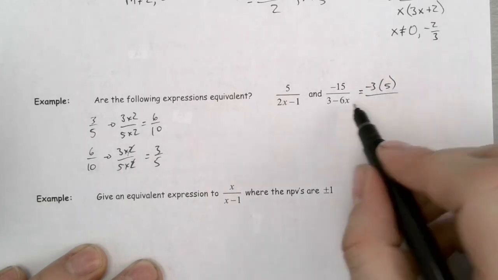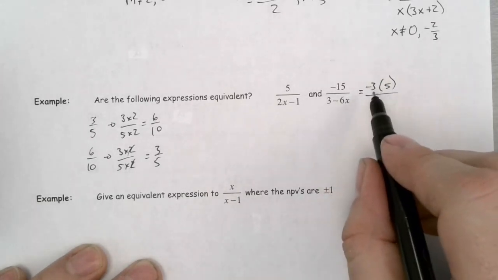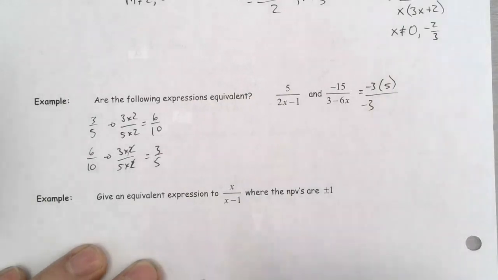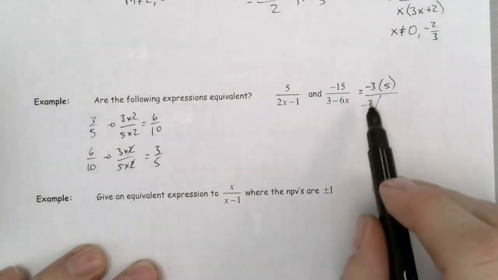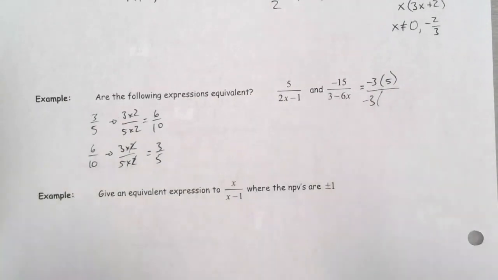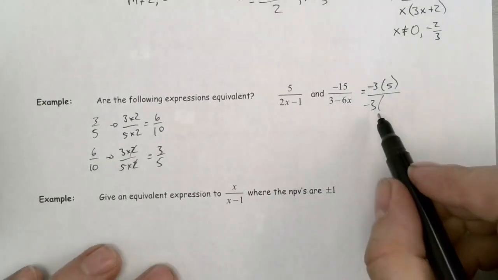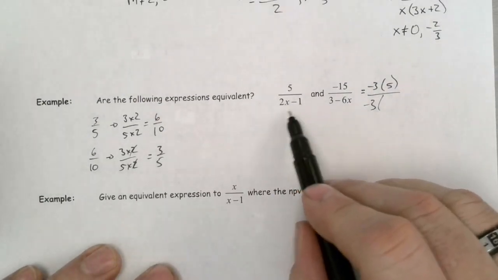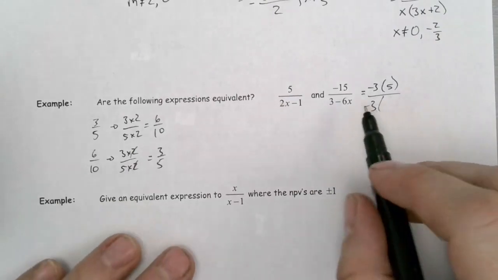So we're going to take that out here. Now, I'm hoping that if I take a -3 out of the denominator, because -3 over -3 is going to cancel and become 1, what I'm going to be left with is this 2x minus 1, so that they are the same.